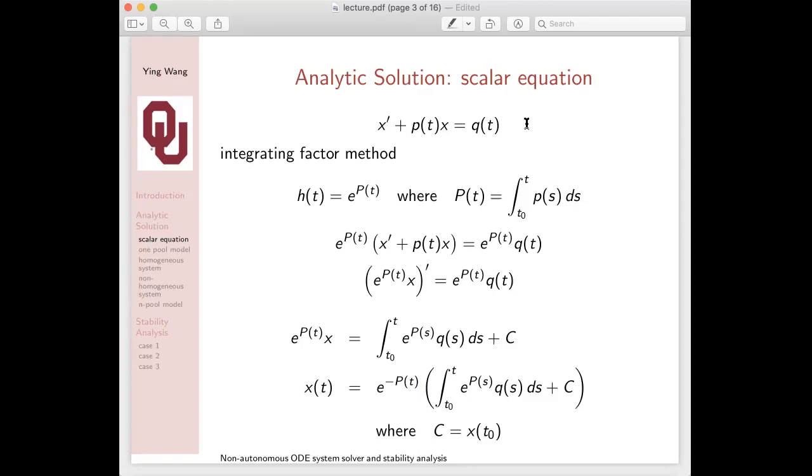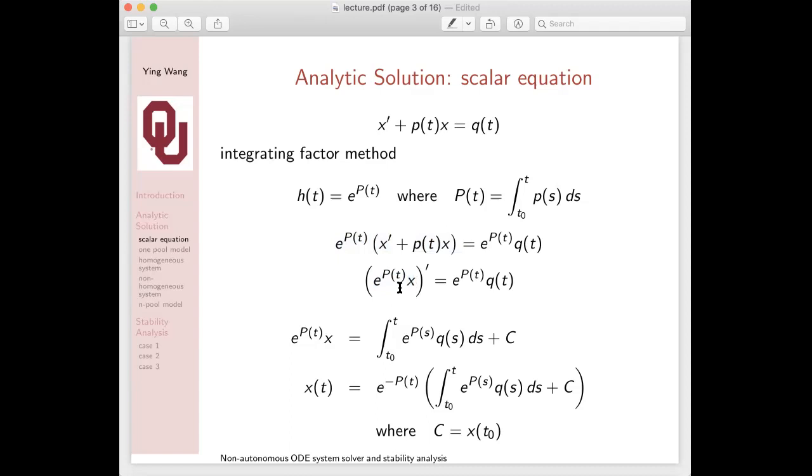A standard way to solve the first order linear equation is to use integrating factor method. We first construct the integrating factor, which is e to the power of a capital P. Capital P is the integral of the small p. And then we're going to multiply the integrating factor across the entire equation. This is what we get. And then we realize that the left-hand side of the equation by product rule is nothing but the derivative of the product of these two functions. First function is the integrating factor. Second function is our original unknown x.